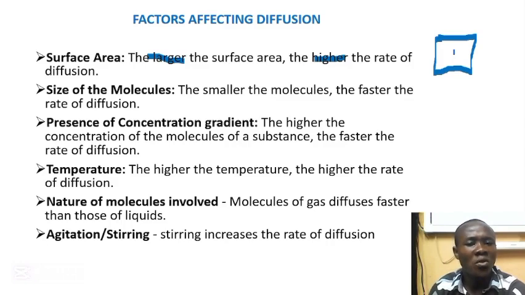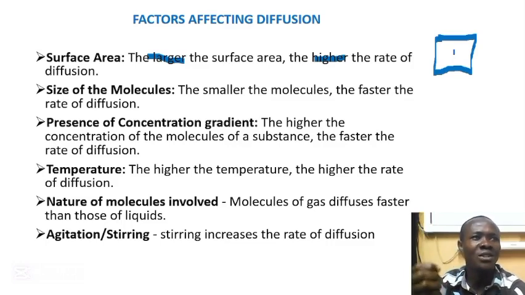Next is the presence of a concentration gradient. That means the difference between the two. So the higher the concentration difference of a substance, the faster the rate of diffusion. For example, if this room already had air freshener in here, then I spray, the movement of those substances will be low because we already have it here, and they move from a region of higher to lower. Since the difference is very small, someone may take a longer time even to realize that I have sprayed more.